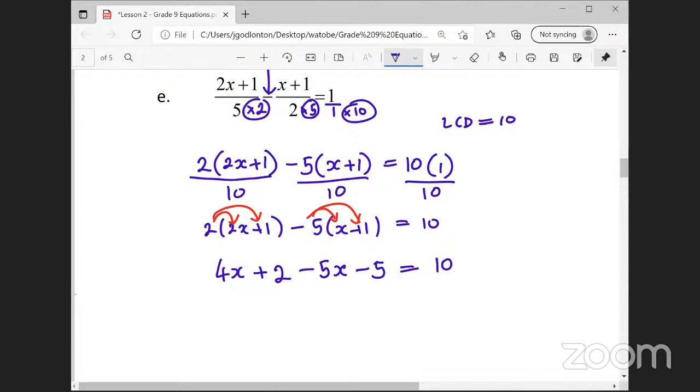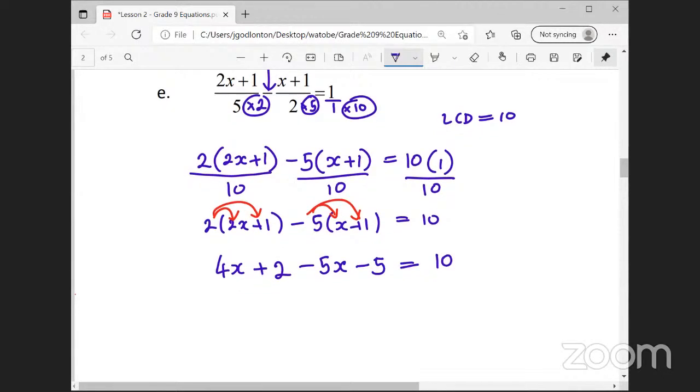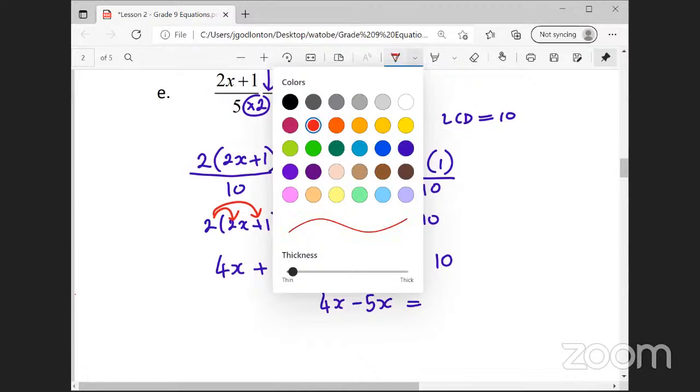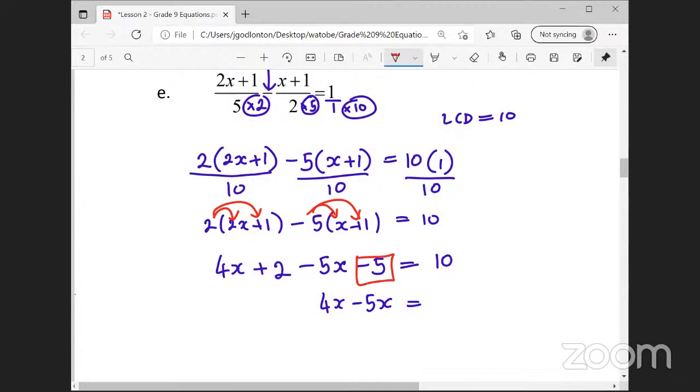Okay. Now at this point, I could move my numbers around, or I could simplify. You must do what you feel more comfortable with. I'm going to keep my 4x and my -5x on this side, and I'm going to move these guys over here.